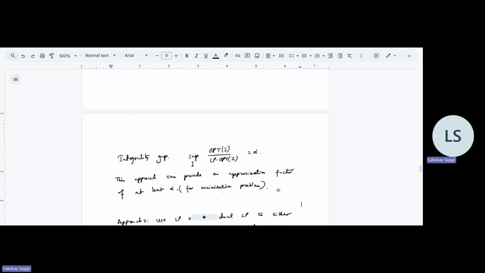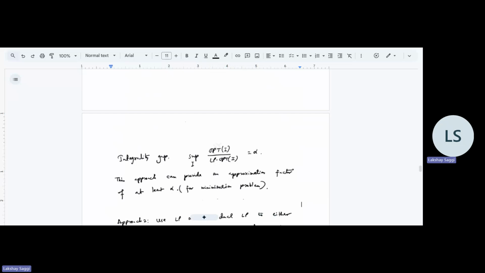So if this is equal to alpha, then what this actually means is that there exists an instance where LP opt is alpha versus the lower bound. Let's say the supremum is attained at the value I star, then this means that opt of I star is alpha times LP opt of I star.